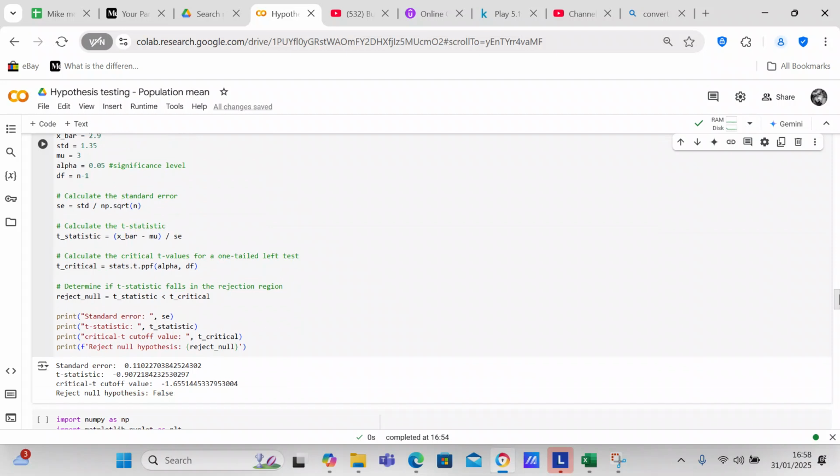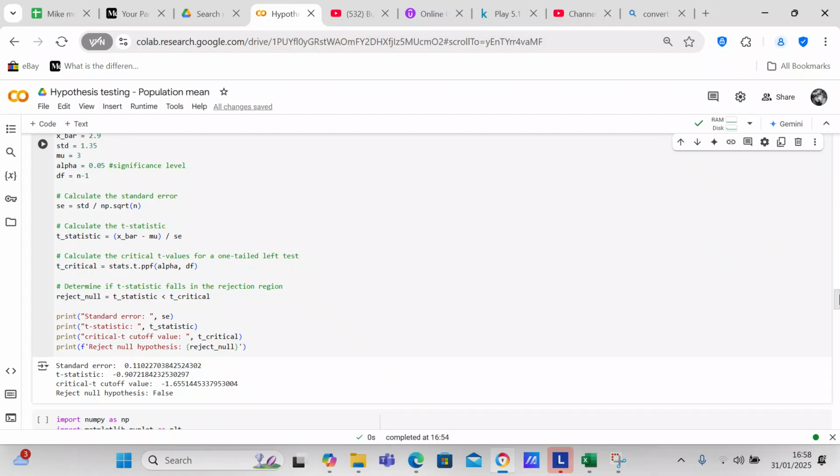You're going to calculate your critical t value. So t critical equals stats.t.ppf, where ppf is percentage point function. It's going to be alpha, comma, degree of freedom, and so your t critical is going to be negative 1.655. And now you're going to determine if the t-statistic falls in the rejection region.